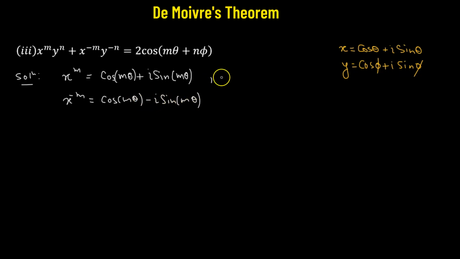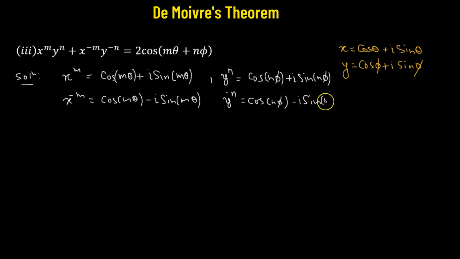Right. Next we go and obtain the value of y raised to the power of n. This will be equal to cosine of n phi plus iota times sine of n phi. That means y raised to the power of negative n will be equal to cosine of n phi minus iota times sine of n phi. Right. Now let's start from the left hand side.